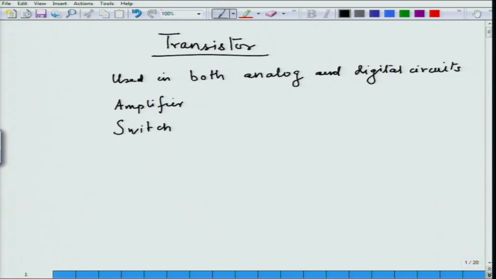So, if we look at this very important device, let us first try to understand what kind of electronic device we are trying to generate. Before we get into the details of how this device is made and how we get transistor characteristics from a semiconducting device, let us spend some time to understand the applications, or what kind of characteristics we want in a transistor.